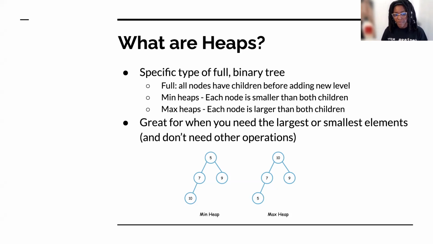So like I said before, if you have a problem that's like, give me the top K most frequent items, that is a heap. And if you don't need any other operations besides just giving you the most frequent or least frequent items, you're going to use a heap.